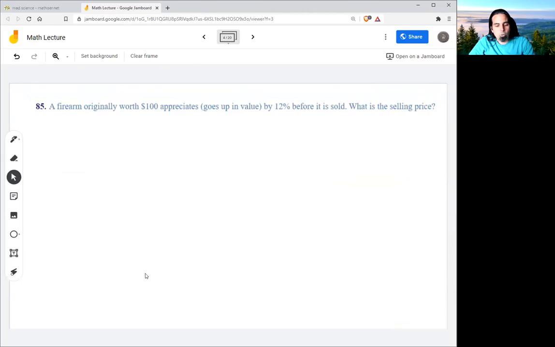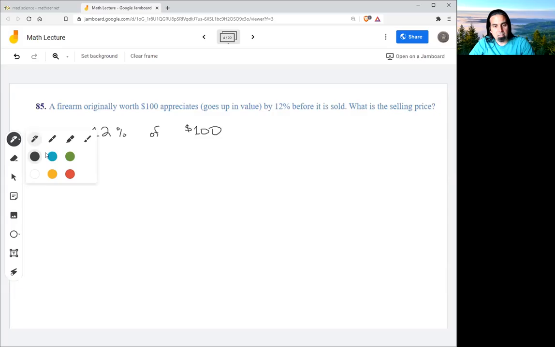So somebody buys a firearm just to save it and have it go up in value. And it starts at 100 and it goes up 12%. What is the new selling price? So I'm first finding 12% of 100. And as we've done before, this will be 0.12. The of becomes times, numbers stay numbers, and we get $12.